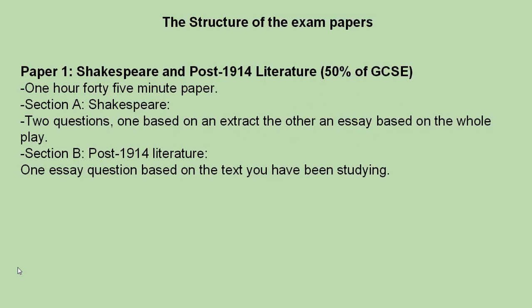Let's look at the structure of the exam first of all. So paper 1 is 50% of your GCSE. There's a second paper which is worth the other 50% as there is no longer any controlled assessment or any coursework. The exam paper is 1 hour and 45 minutes in length.